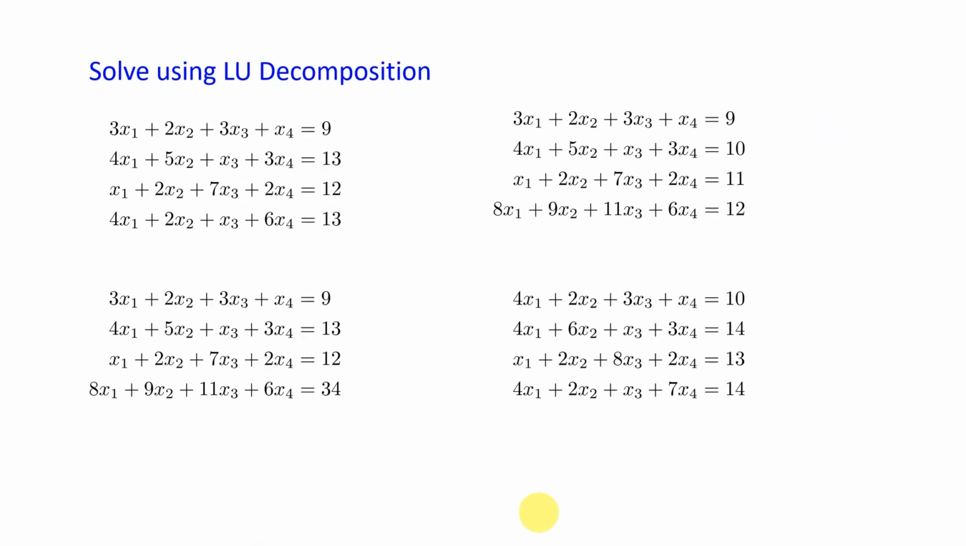Now that you have learned how to find the L and U matrix and how to use those L and U matrices to solve for unknown x, please try some of these equations that are given here. Solve them using LU decomposition. You must have solved them before using Gaussian elimination. Now you can solve them using LU decomposition and you can compare your solution. They must be the same if you are doing it all right.